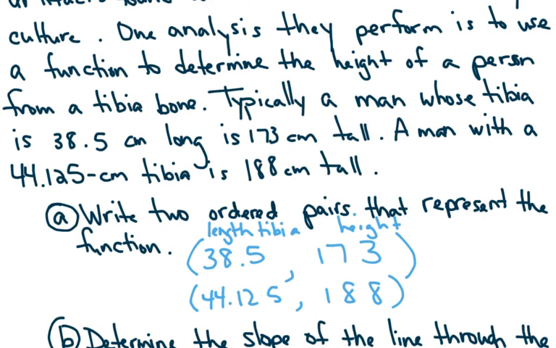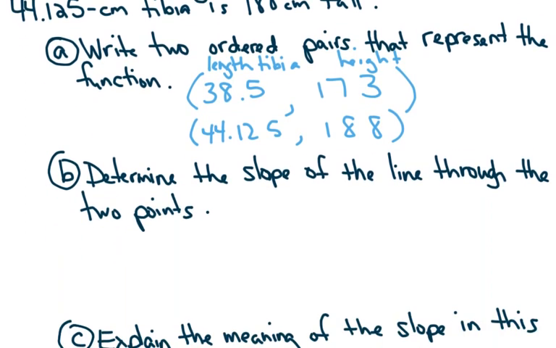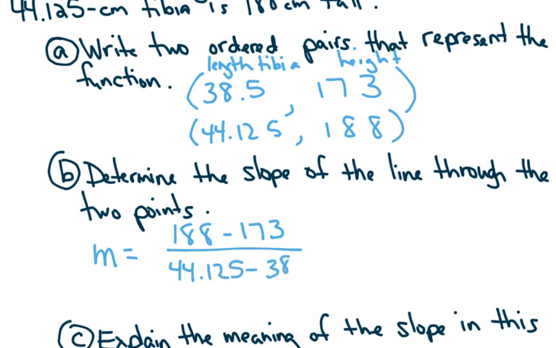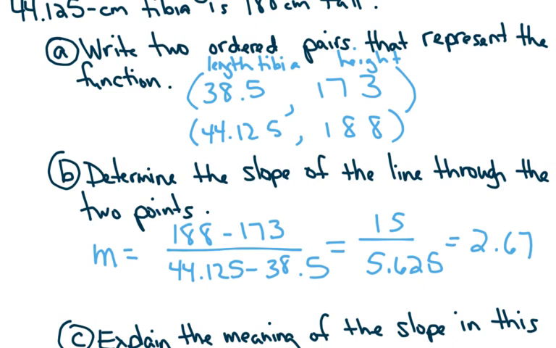Now, we've got these two ordered pairs. I want to find the rate of change through the 2 points. I want to find the slope. So the slope is going to be y2 minus y1 over x2 minus x1. So I've got 15 over 5.625, which is approximately 2.67.